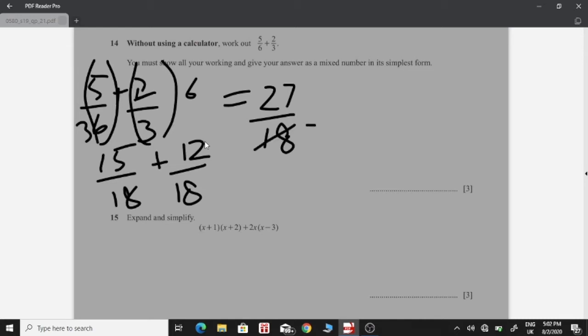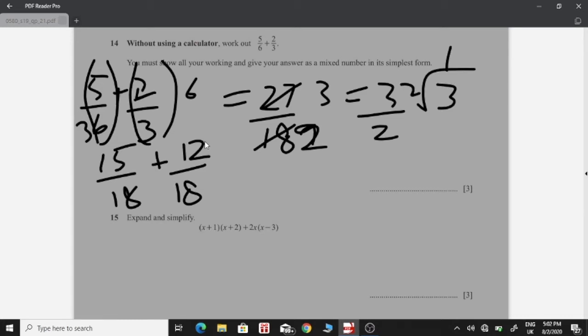And we have 9 2s are 18, 9 3s are 27. This is 2, sorry. So we have 3 by 2. I'm going to be dividing 3 by 2, so 2 ones are 2. Remaining is 1, so we have our mixed fraction as 1 1 by 2.